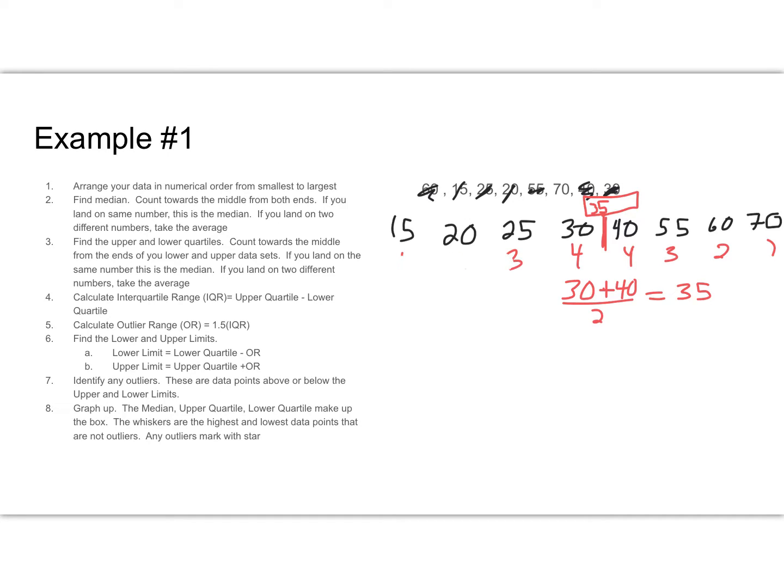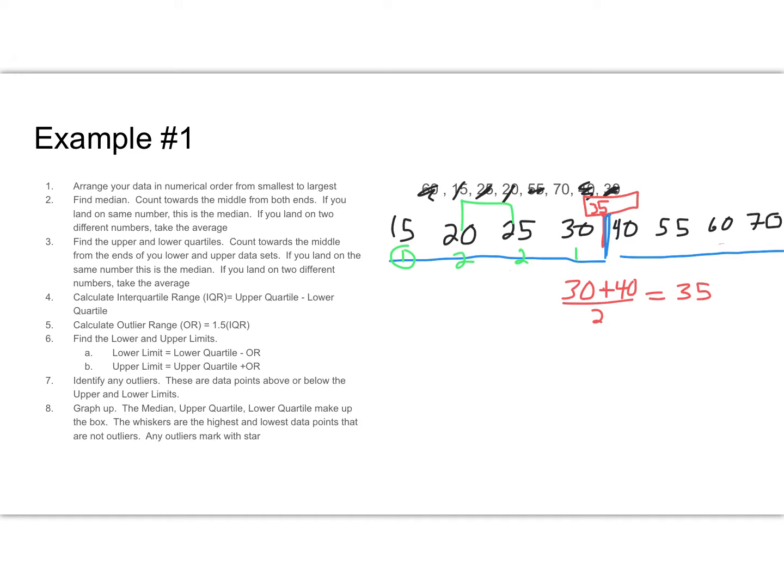All right, so let's get rid of this stuff now. Our next step is we have to find the lower and upper quartiles. The median acts as my split. So this stuff down here is my lower data set. This stuff out here is my upper data set. To find the lower quartile, we're going to repeat the counting process with our lower data set. So counting towards the middle, I got 1, 1, 2, 2. And again, unfortunately, I wound up on the same number.